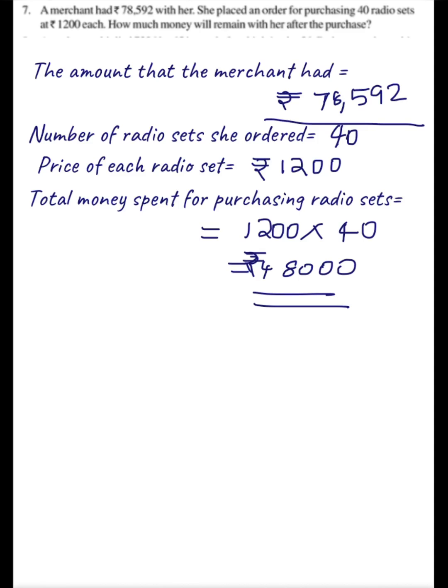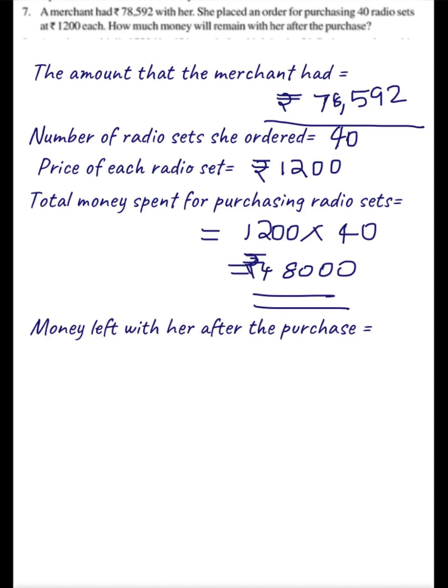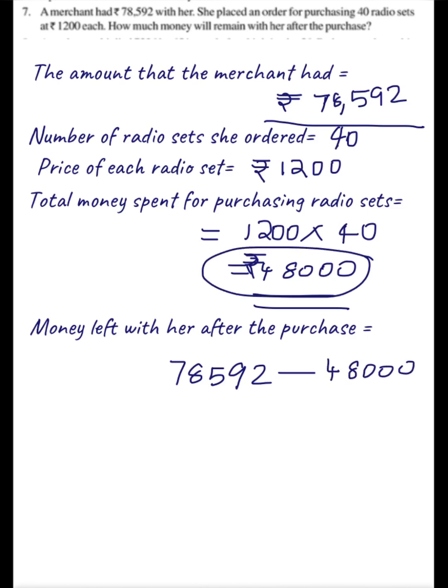So, let's do it. Money left with her after the purchase will be equal to the amount that the merchant had minus total money spent. So what was the amount with the merchant? It was 78,592. Minus what you have to do? You have to minus this 48,000. So let's do it. That is 78,592 minus 48,000.